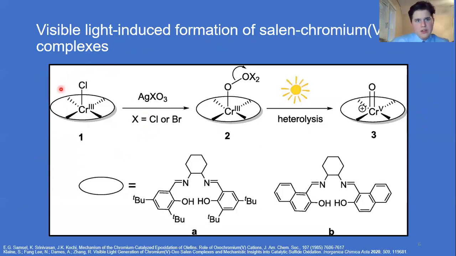So shown here is the light-induced formation of that cationic chromium(V) species. So we take chromium(III) salen chloride, react it with silver chlorate or bromate, inducing a ligand exchange reaction. And then in the presence of visible light, we can induce heterolytic cleavage of this oxygen-halogen bond to generate that chromium(V) species. And we looked at two different ligands here.